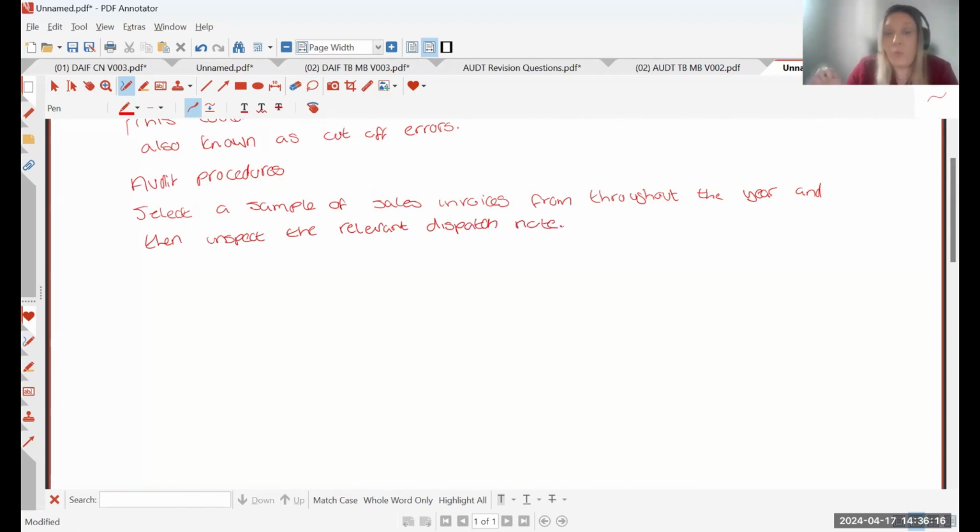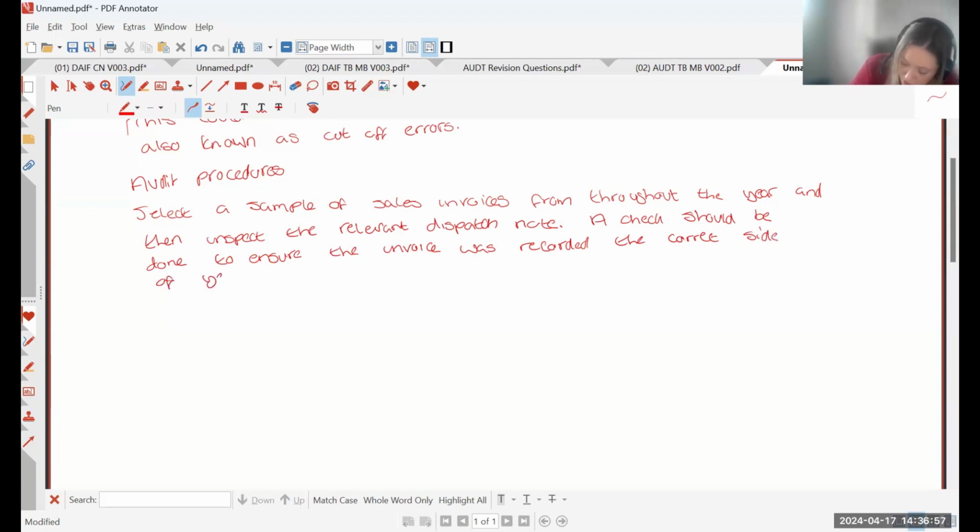So what are we checking for here? We're checking that the invoice has been recorded on the correct side of year end. Okay, so a check should be done to ensure the invoice was recorded on the correct side of year end. Because it very well could be a massive, massive order came in in X4, but for some reason we have recorded that order in X5, massively affecting that sales figure. And that could be our answer to our question.